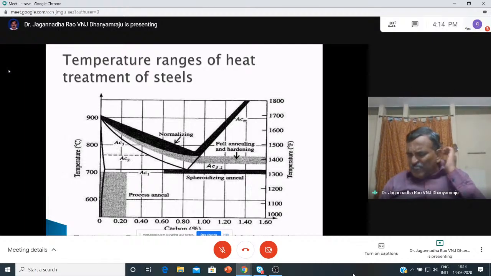See, what is the purpose of quenching steel? In order to obtain martensite. Right? So when you form 100% martensite, you will get full hardness. However, the transformation of austenite to martensite is time dependent. Understand? The transformation of austenite to martensite is time dependent.